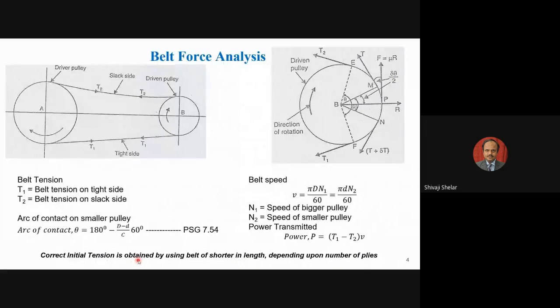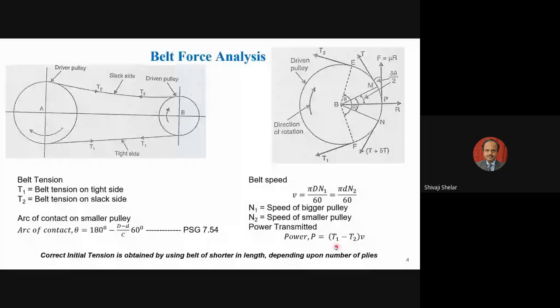So normally it will be shortened by 1 to 2.5%, depending upon the number of plies there. So if you require, say, a 1000 millimeter length as the theoretical length, and you want to create tension in the belt properly, suppose it has to be reduced by 1%, then 1% of 1000. So you need to use a belt length of exactly 990 mm instead of 1000 mm. Then only will you have proper power transmission.